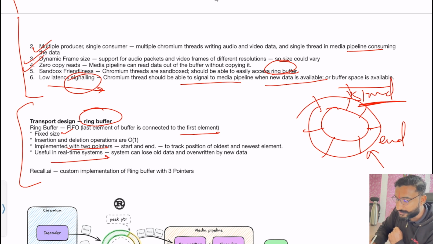It is useful in real time. This is the use case for real-time systems, where data is written continuously, and if our use case allows that data can be overwritten, then we can use it, because we have a limited size.